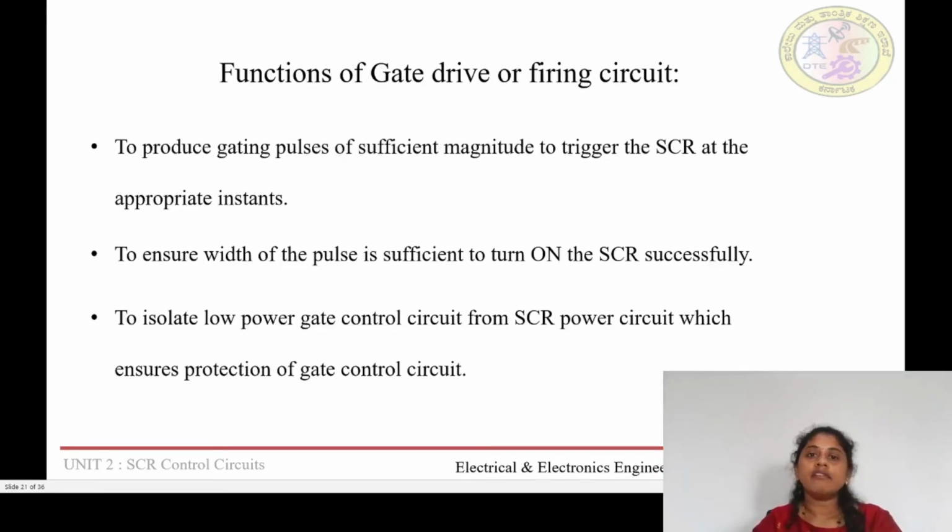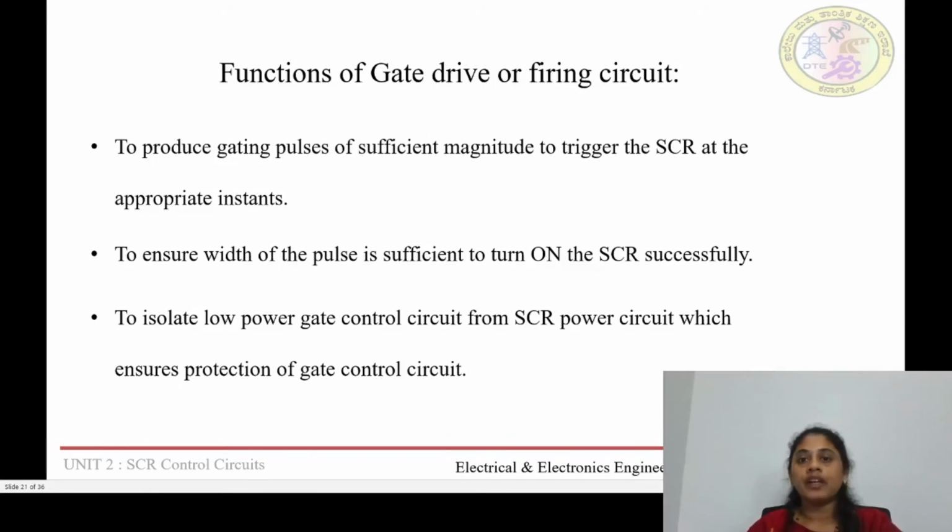Now let us see the functions of the firing circuit. The firing circuit has to produce the gate pulse of sufficient magnitude to trigger the SCR at the correct instant of time. Also, the width of the pulse produced should be sufficient to turn on the SCR successfully. And it also has to isolate the power circuit from the low power control circuit in order to ensure safety of the low power control circuit components.